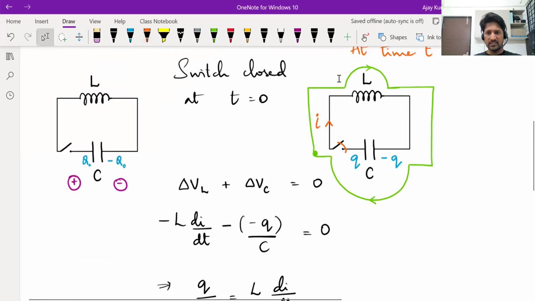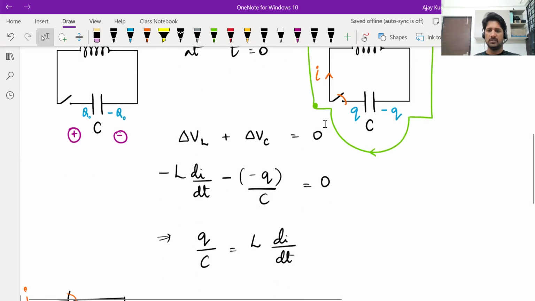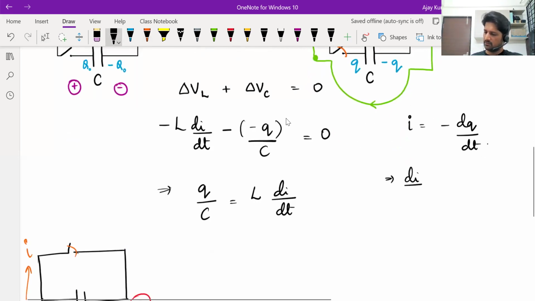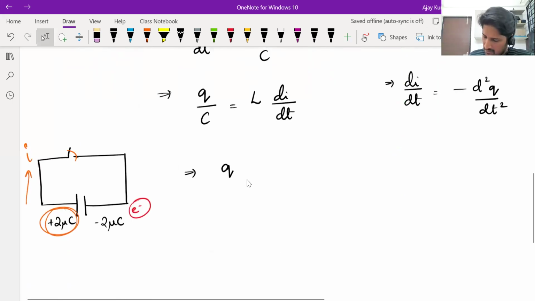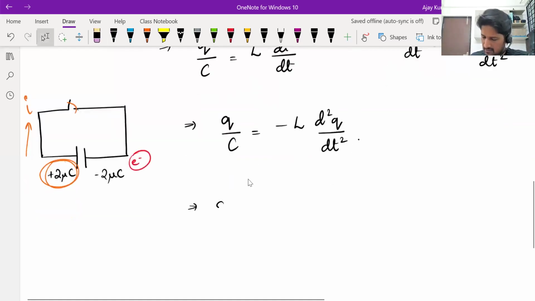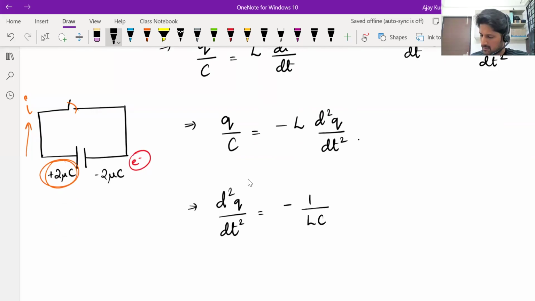So if you want to relate this current to this charge Q, then you should write I is minus dq by dt. Because due to this current, the charge Q will decrease. So here I becomes minus dq by dt. And if I is minus dq by dt, then derivative of I will be minus second derivative of charge, d square q by dt square. Therefore, the KVL equation changes to q by c is equal to minus L d square q by dt square. And we can rearrange this equation as d square q by dt square, second derivative of charge, is minus 1 by LC into q. I'm sending the L to the other side and the minus also.